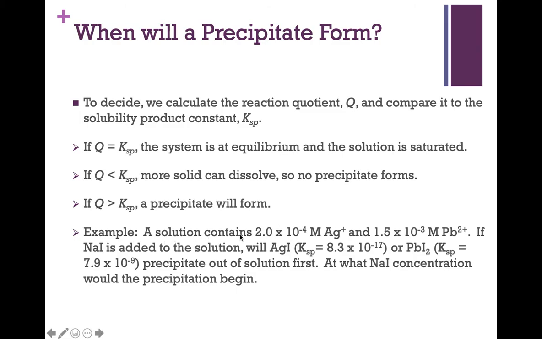Like in this one, we have a solution that contains 2.0 times 10 to the minus 4 molar silver plus, and 1.5 times 10 to the minus 3 molar lead 2 plus. And then we're asked, if sodium iodide is added to the solution, will silver iodide or lead iodide precipitate out first? And at what sodium iodide concentration would that precipitation begin? So a couple things here with this.